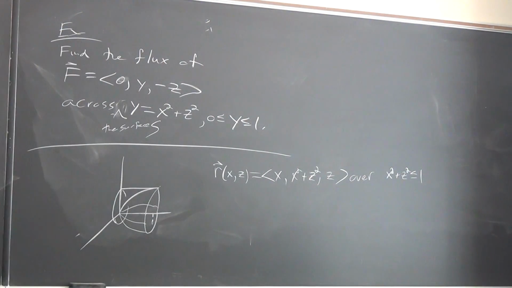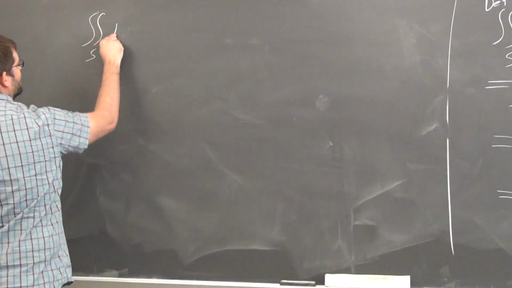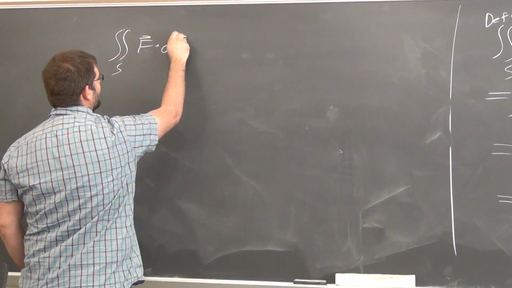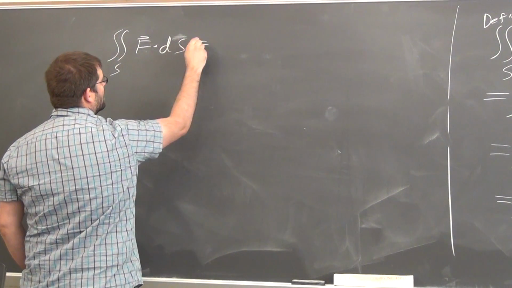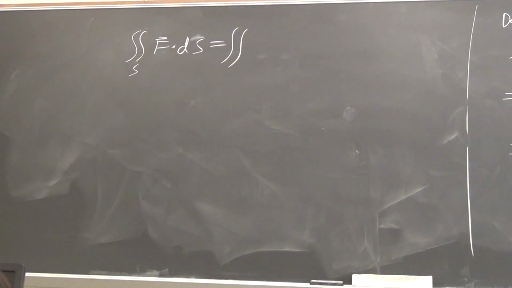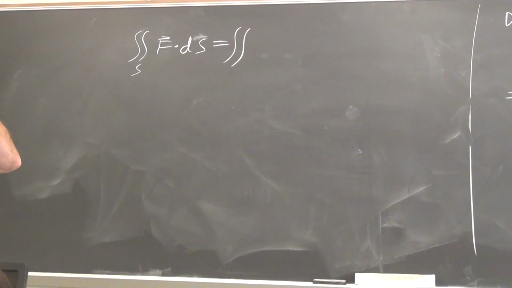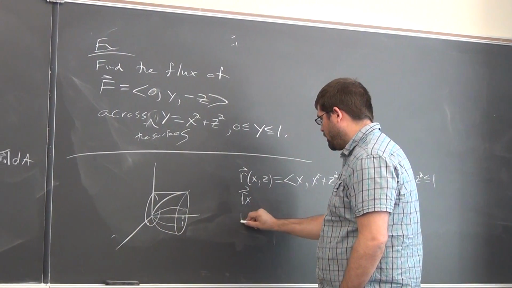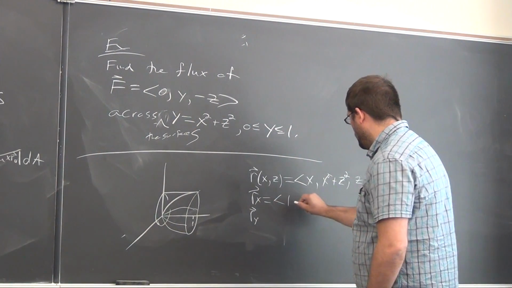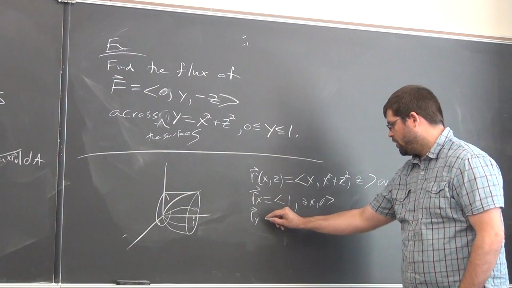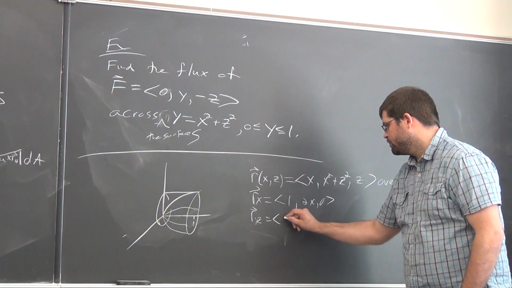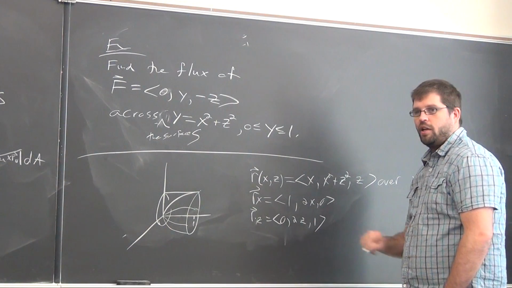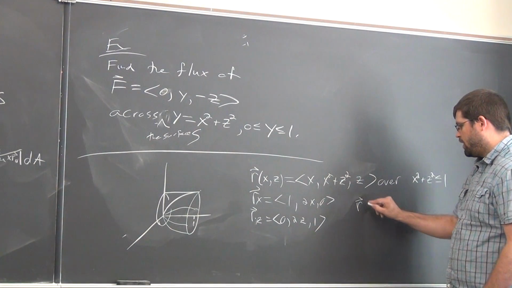Okay, so now let's just follow this form right here. The flux is the double integral over S of F dot dS. And in practice, let's evaluate all this stuff before we do that. So r sub x is just what, 1, 2x, 0; r sub z is 0, 2z, 1, right? And so what's their cross product?